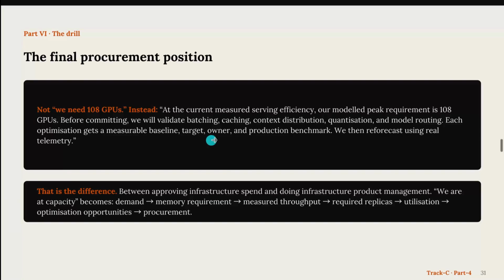Yeah, we then reforecast using real telemetry. So we need to optimize for these first by taking ownership, and then look at what is the new requirement. And that is the difference. Before approving infrastructure on dollars, we are doing proper infrastructure management, product management. We are saying, hey, capacity needs to be identified first through demand. We understand the memory requirement with a measured throughput. We understand the required replicas. We'll calculate the utilization. We'll optimize the opportunities. Finally, give it to the procurement team, identifying the demand supply gap.